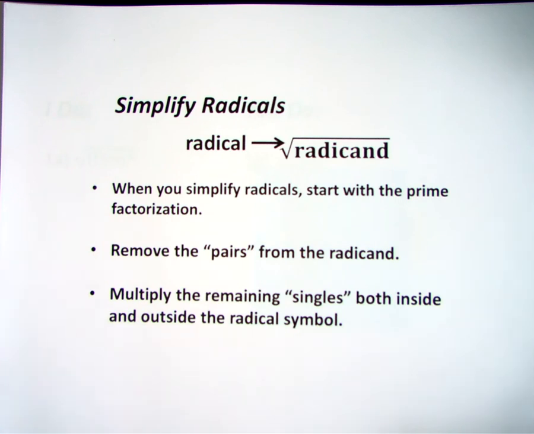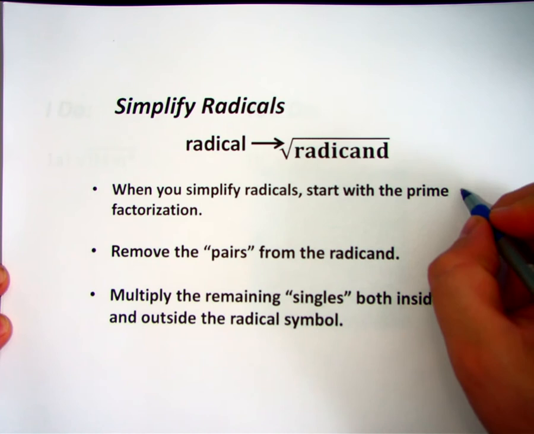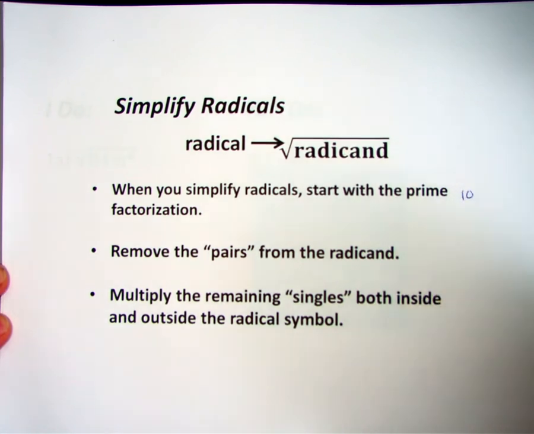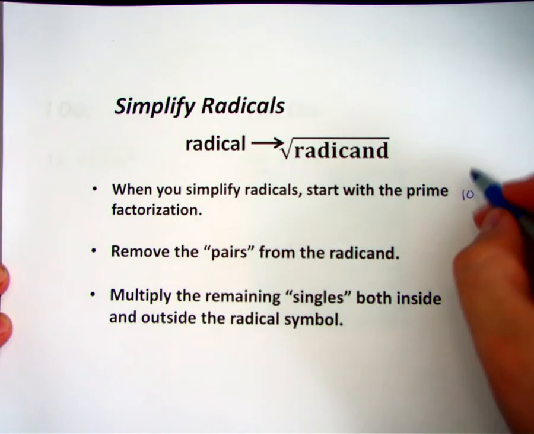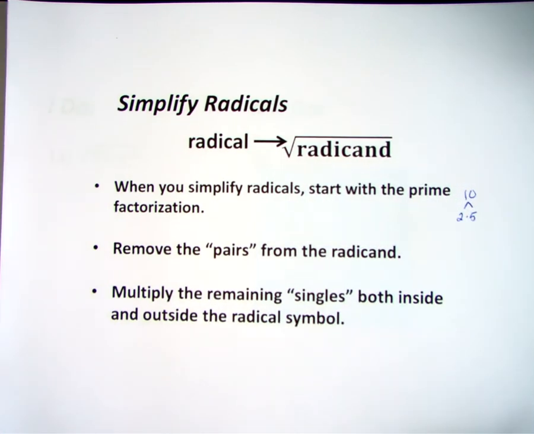Simplifying radicals. When simplifying radicals, start with the prime factorization. You've done prime factorization since 4th and 5th grade. You end up with a number 10, and you are asked to find the prime factorization. So you're going to start with your lowest prime number, which is 2. 2 times 5. Both of those are now prime numbers. You've factored out the terms that are prime. Then you're going to remove pairs.